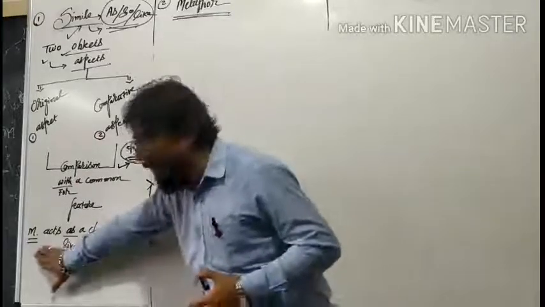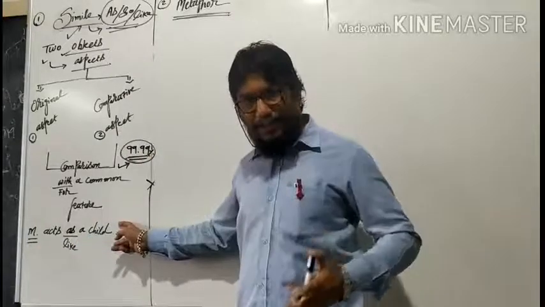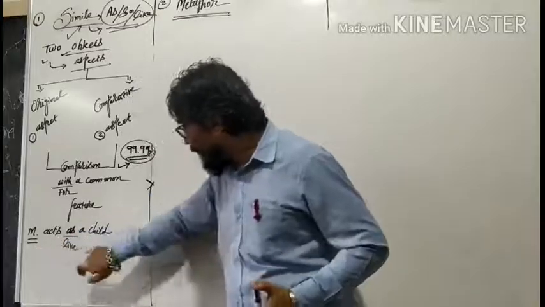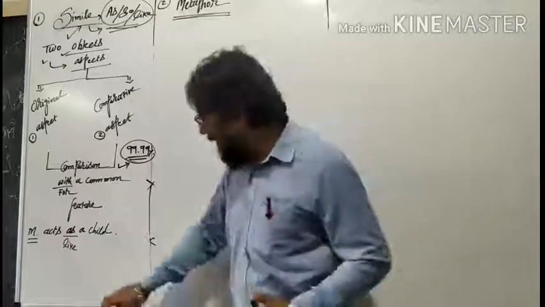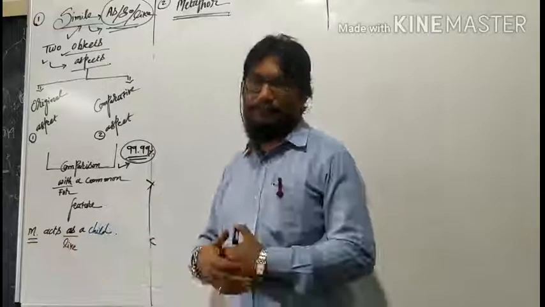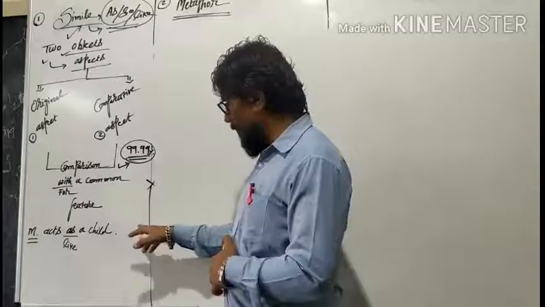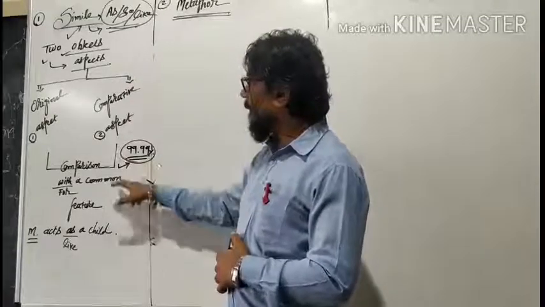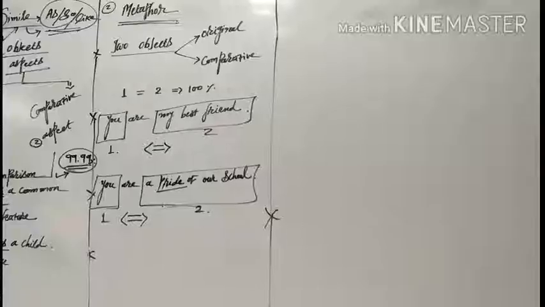Meera is not a child. Meera is the original aspect. A child is the comparative aspect. The original aspect is compared here with a common characteristic, and that common characteristic is the behavior of Meera. This proves simile in this sentence. Got the idea?